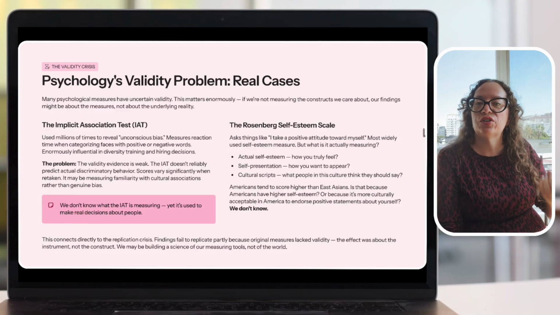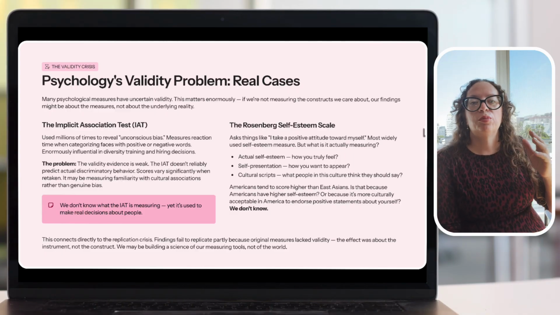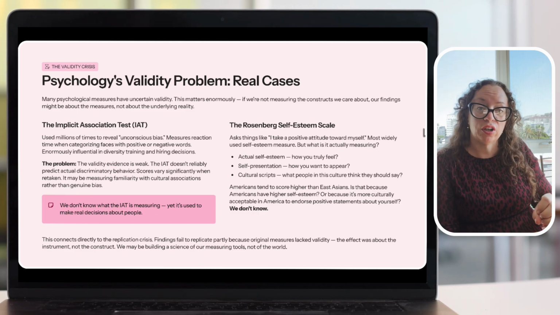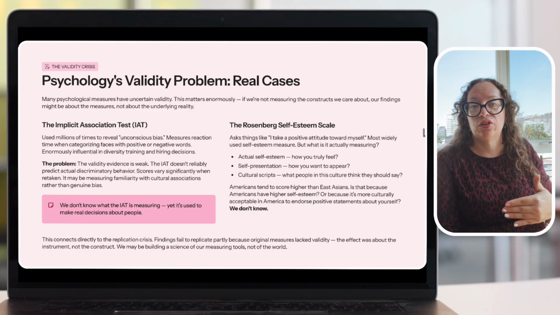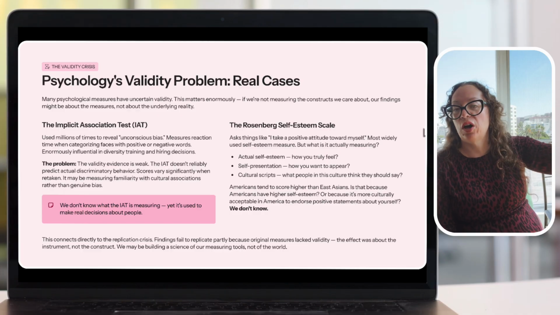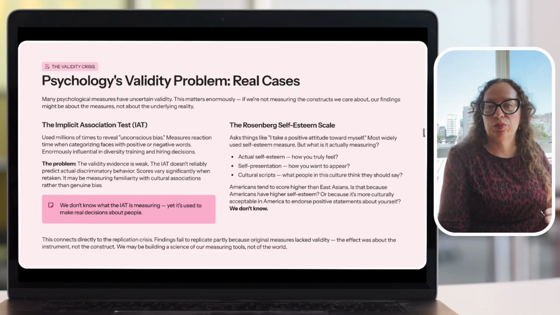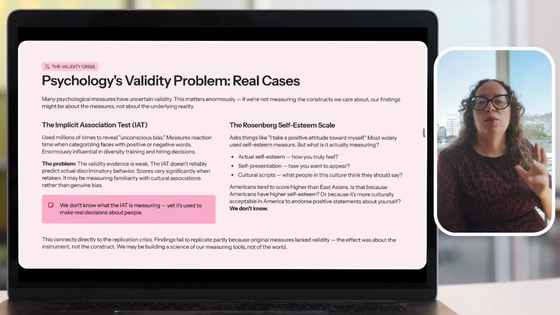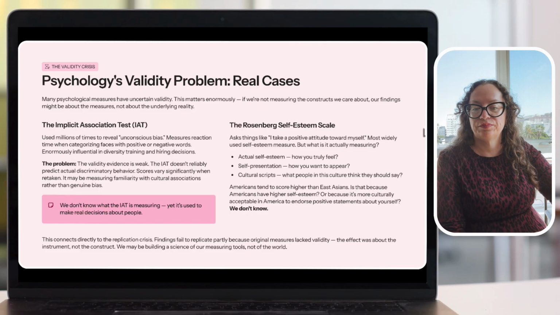Okay, so reliability is about precision, validity is about accuracy. Precision means hitting the same spot consistently. Accuracy means hitting the target. So you can be precise without being accurate, consistently hitting the same wrong spot. You can't be accurate without being precise. If you're all over the place, you can't be consistently on target. You need both, okay? Precision and accuracy, reliability and validity.